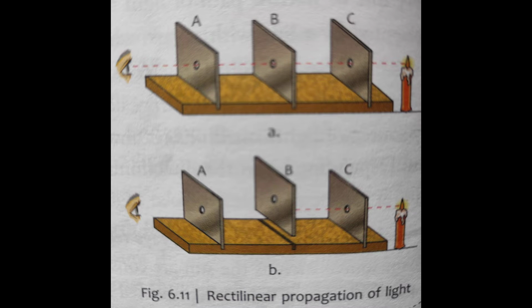Procedure: make a hole at the center of each cardboard. Fix the cardboards on a wooden base so that they remain upright. Arrange the three cardboards one behind the other such that the holes are in the same horizontal line. Place a burning candle or a torch behind cardboard C. Make sure that the candle flame is at the same level as the holes of the cardboards.